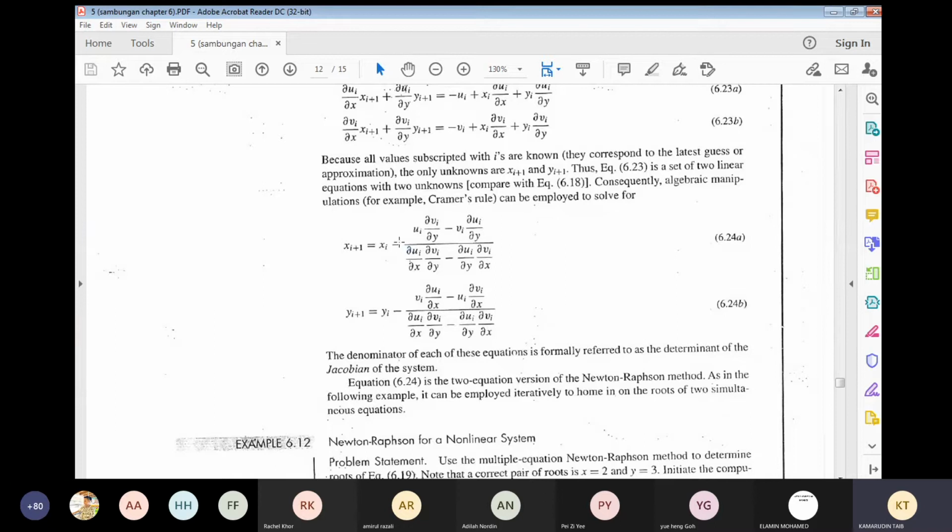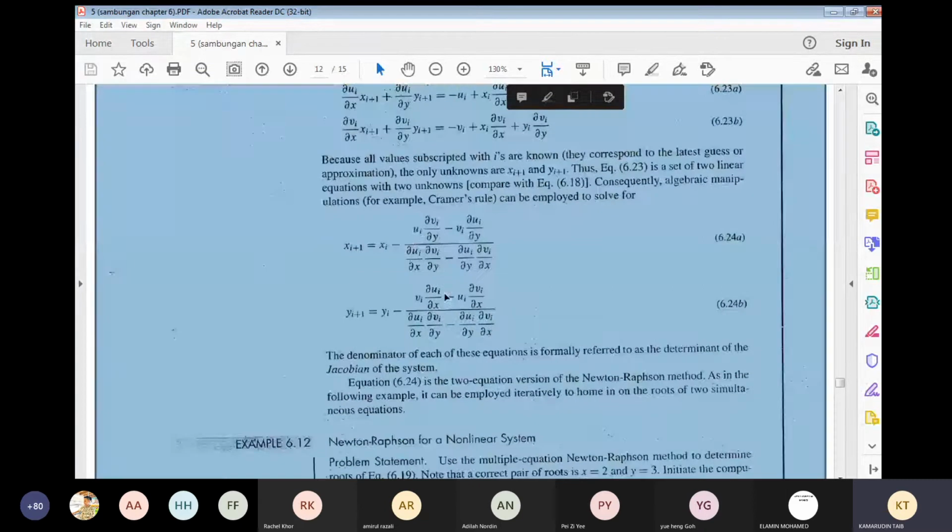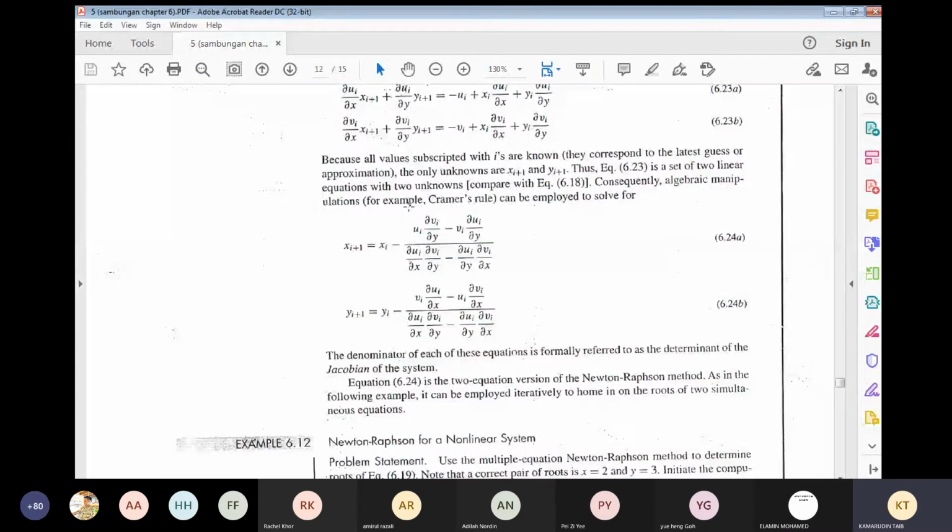So notice the denominator is the same. The only difference is in the numerator. Here we have v du/dx minus u dv/dx, whereas for x we have u dv/dy minus v du/dy.